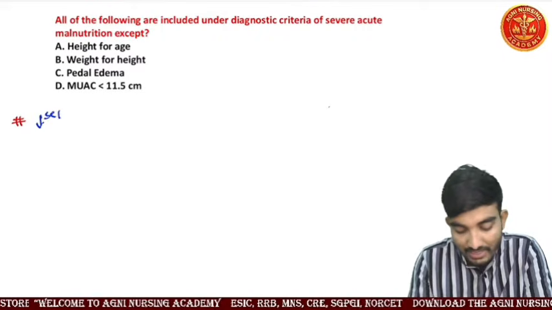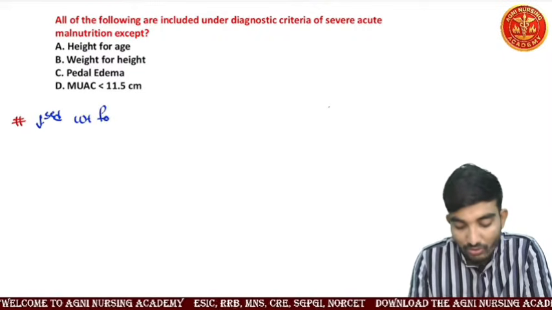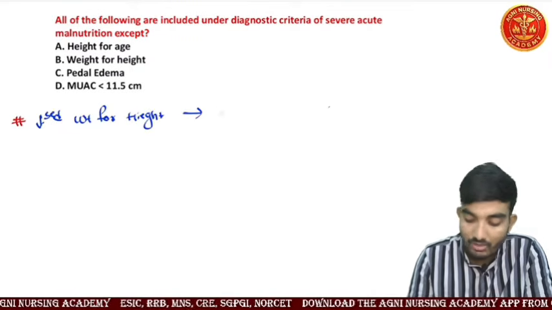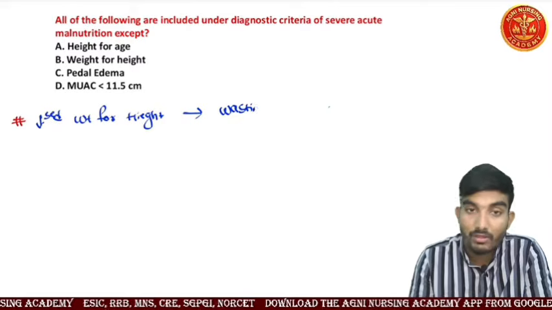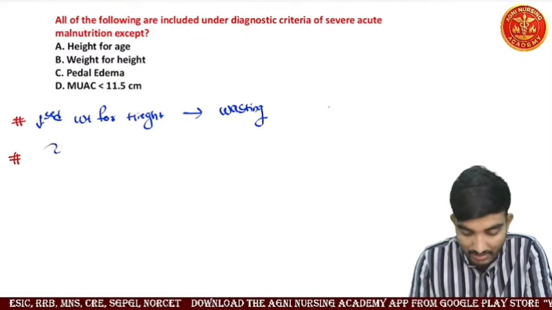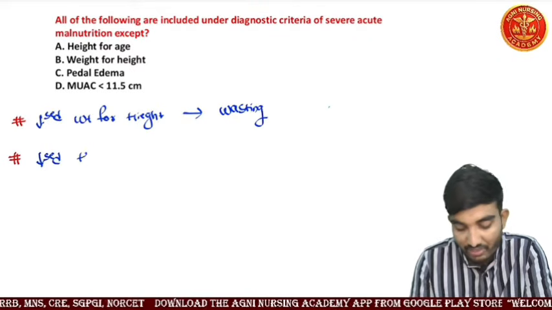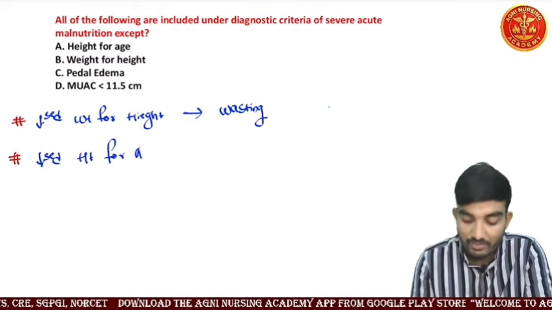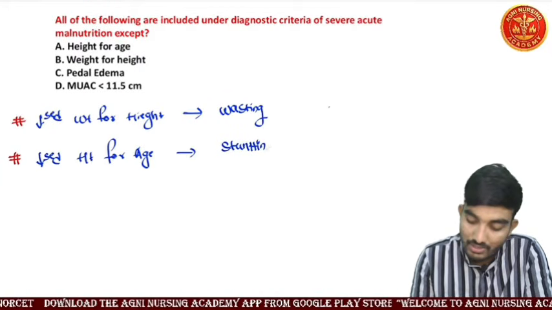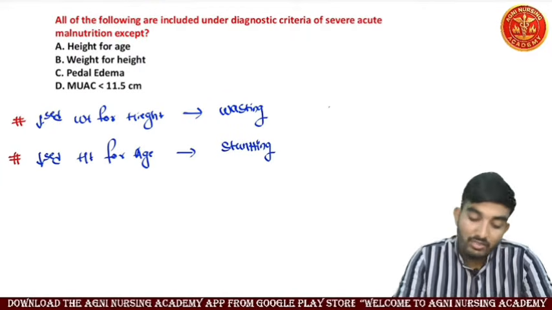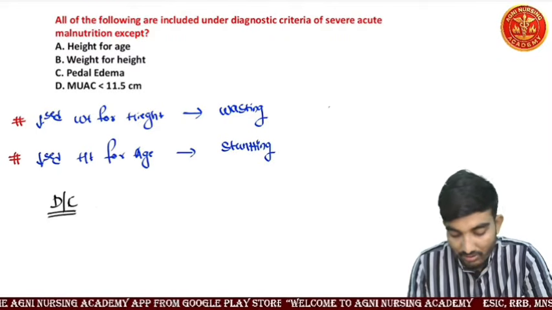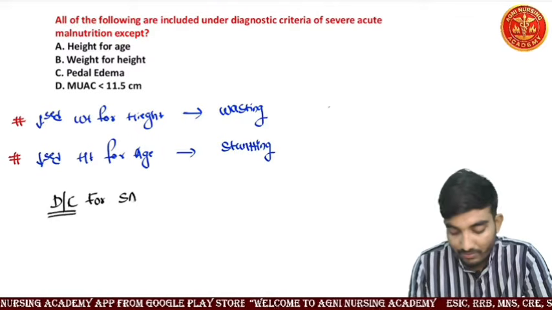Decreased weight for height we call wasting, and decreased height for age we call stunting. I'll discuss the diagnostic criteria for severe acute malnutrition.